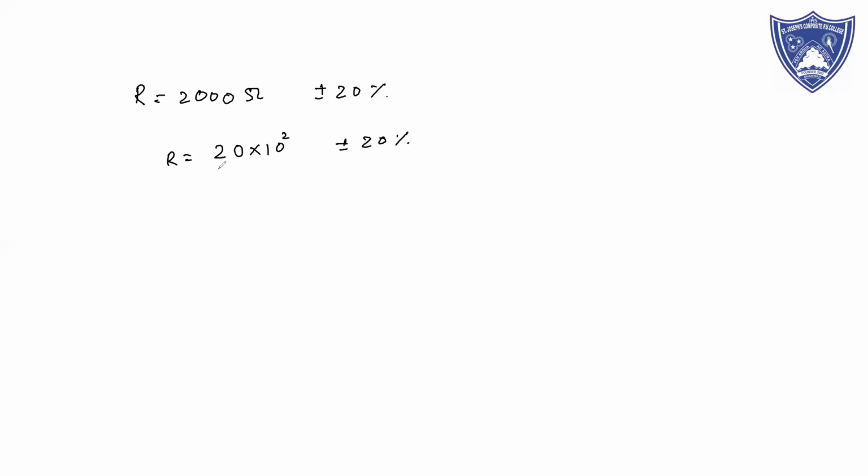So 2 comes for which color? 0 is black, 1 is brown, 2 will be red. What is 0? 0 is black. And the multiplier 10 raised to 2 is red. And plus or minus 20% is no band. So the resistance has the color code of red, black, and red. Simple, very simple. First 2 digits will always be the value, just the value. 2 is red, 0 is black.